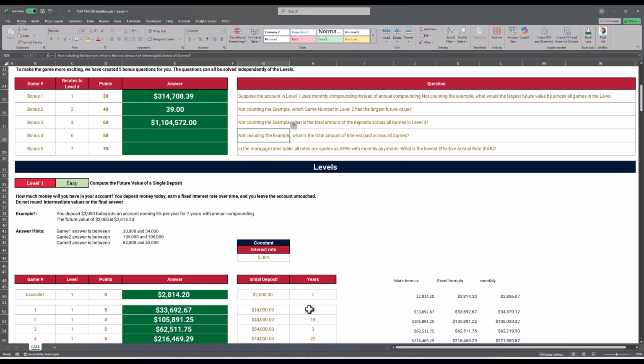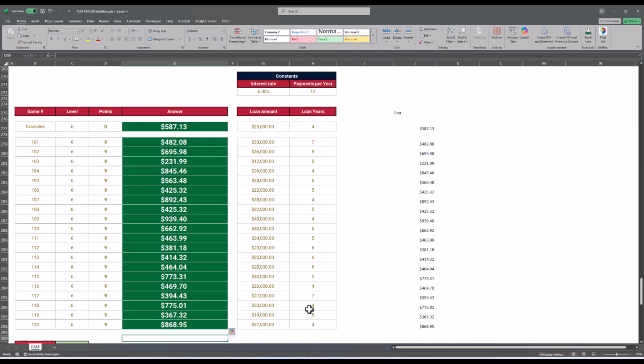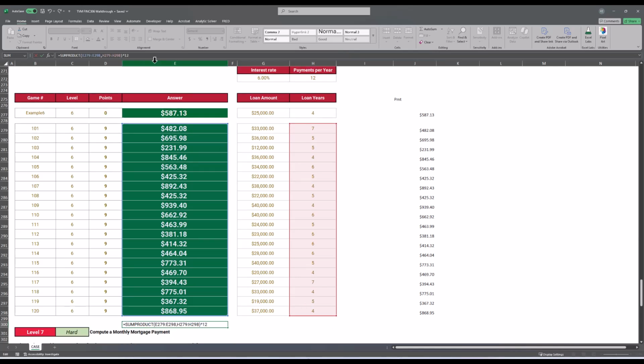Not including the example, and this is level 6. So what is the total amount of interest paid across all games? So what's the total interest? Let's see, level 6. So the total payment is going to be SUMPRODUCT, the payment amount times number of years, multiply that by 12 because the payments are monthly. So I'm basically adding up all the payments.